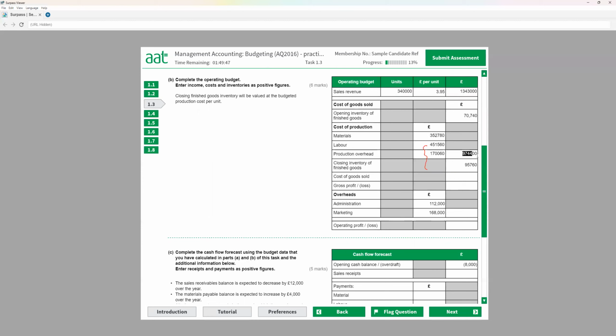So 70,740 plus 974,400 minus 95,760. That will give us the cost of sales, and that is 949,380. Cost of goods sold 949,380. Then you have a gross profit. Gross profit is very simple. Sales minus the cost of sales. So 1,343,000 minus 949,380. That will give us the gross profit, and the gross profit is 393,620.